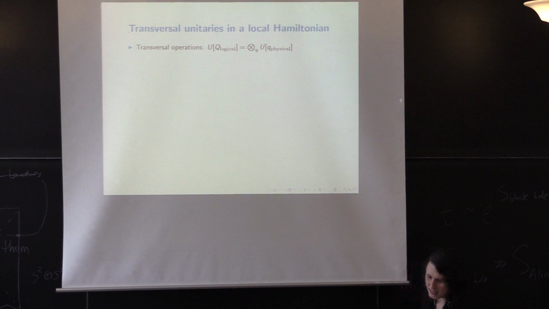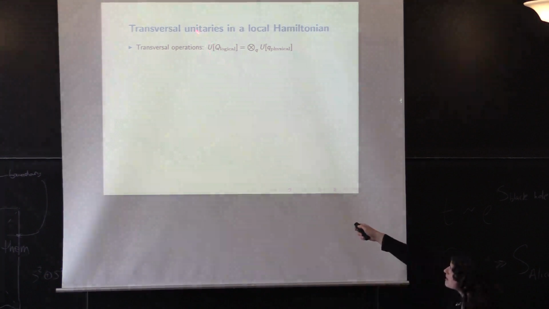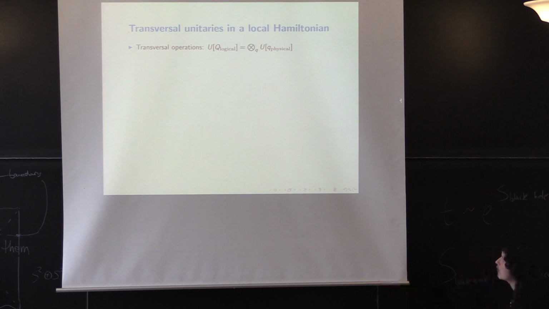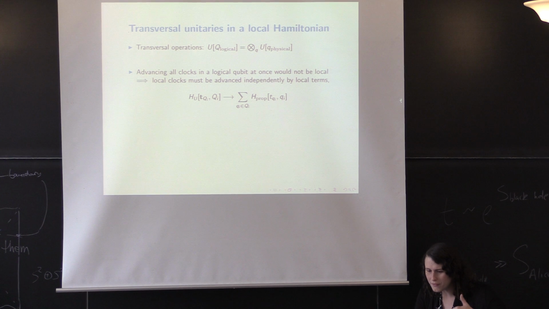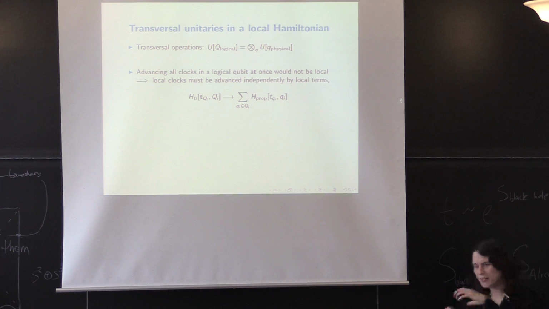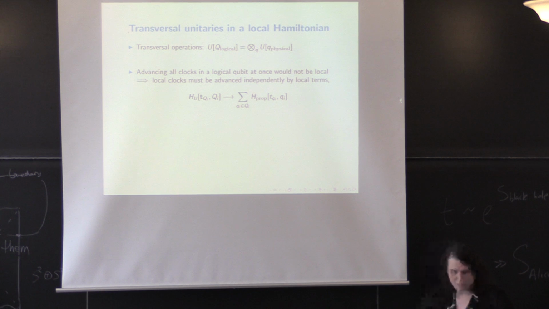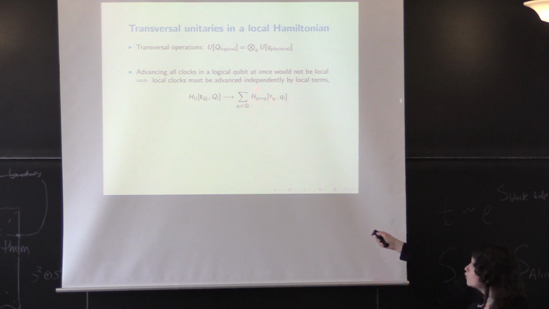So transversal unitaries in a local Hamiltonian, as I described: if you had a single unitary gate acting on a logical qubit, so you're just trying to do a single qubit logical gate, this should decompose as a tensor product of local unitaries acting on the physical qubits. That's what it means to be a transversal operation. So advancing all of the clocks in a given logical qubit at once would not be a local operation, right? It wouldn't be a local Hamiltonian term. So we need to be able to advance the local clocks independently from one another by these local terms. So we just have some sum of local propagation terms over all the qubits in a given code block.